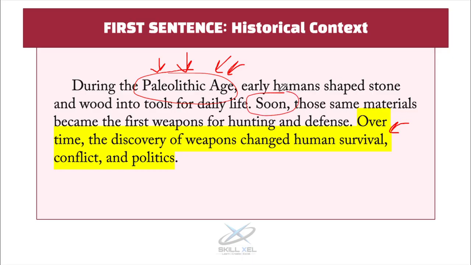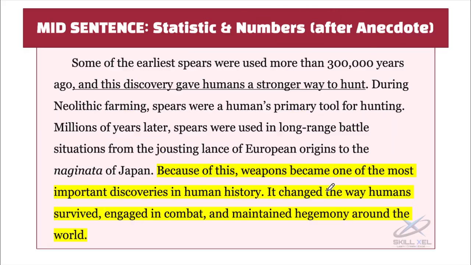It says, soon those same materials became the first weapons for hunting and defense. And over time, so notice again the transformation of the thesis, it changes depending on how you attach it to your paragraphs, right? If you're using the same words before, you're changing the words, or you're providing time transitions, likely you're going to need to make a little tweak to your thesis statement. But historical context usually works really well here.